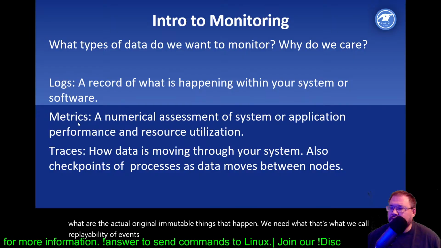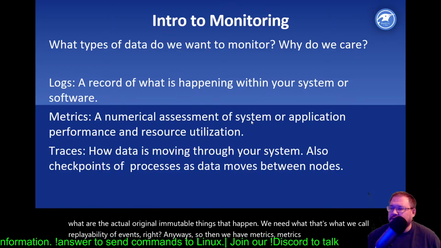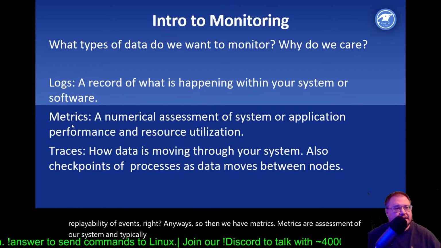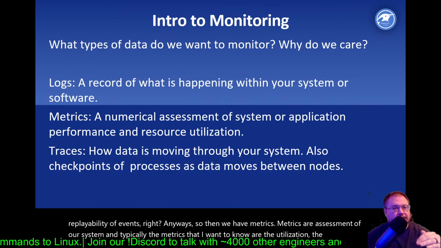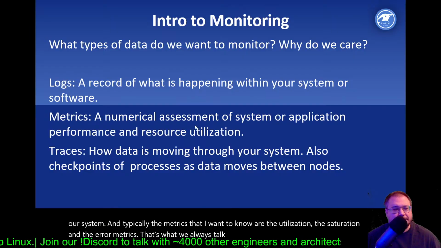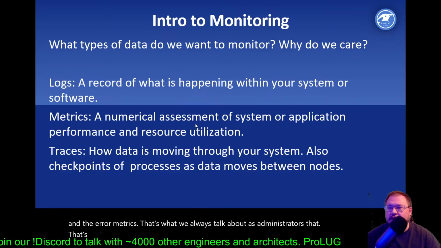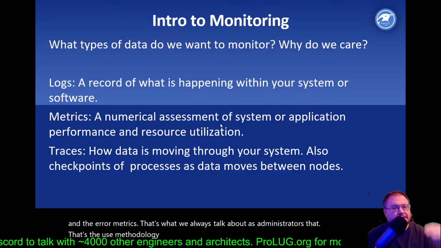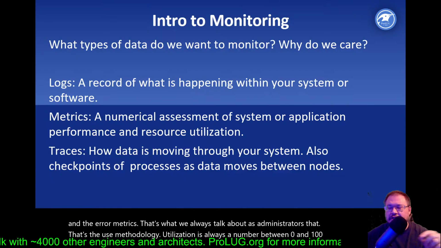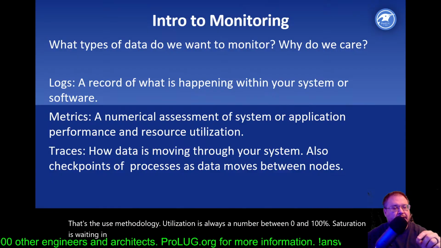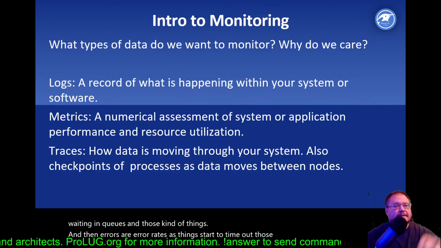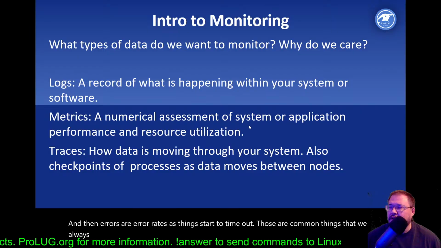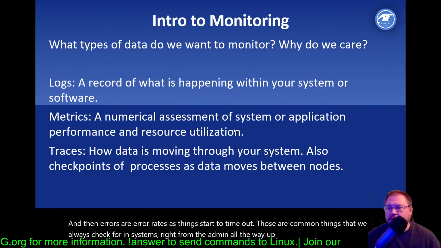Anyways, so then we have metrics. Metrics are an assessment of our system, and typically the metrics that I want to know are the utilization, the saturation, and the error metrics. That's what we always talk about as administrators. That's the USE methodology. Utilization is always a number between 0 and 100%. Saturation is waiting and queues and those kinds of things. And then errors are error rates as things start to time out. Those are common things that we always check for in systems, right? From the admin all the way up to the engineer level.